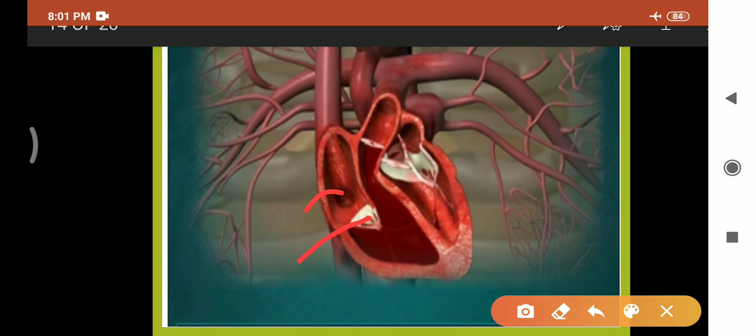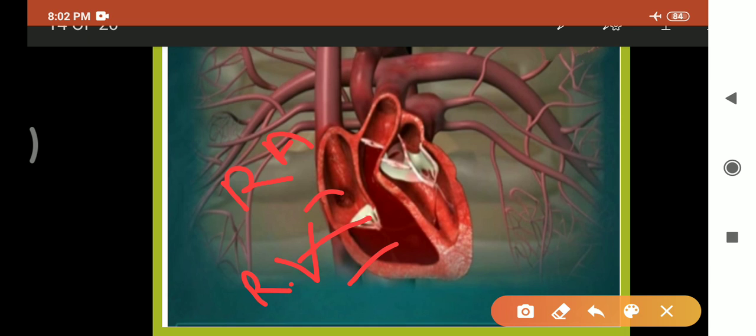So what is the valve? This valve is the tricuspid valve. This tricuspid valve allows the blood to enter the right ventricle. When the right atrium contracts, this valve is open, and the blood enters into the right ventricle, right? And the next one is, when the blood enters, the right ventricle gets filled with blood and it expands, right?